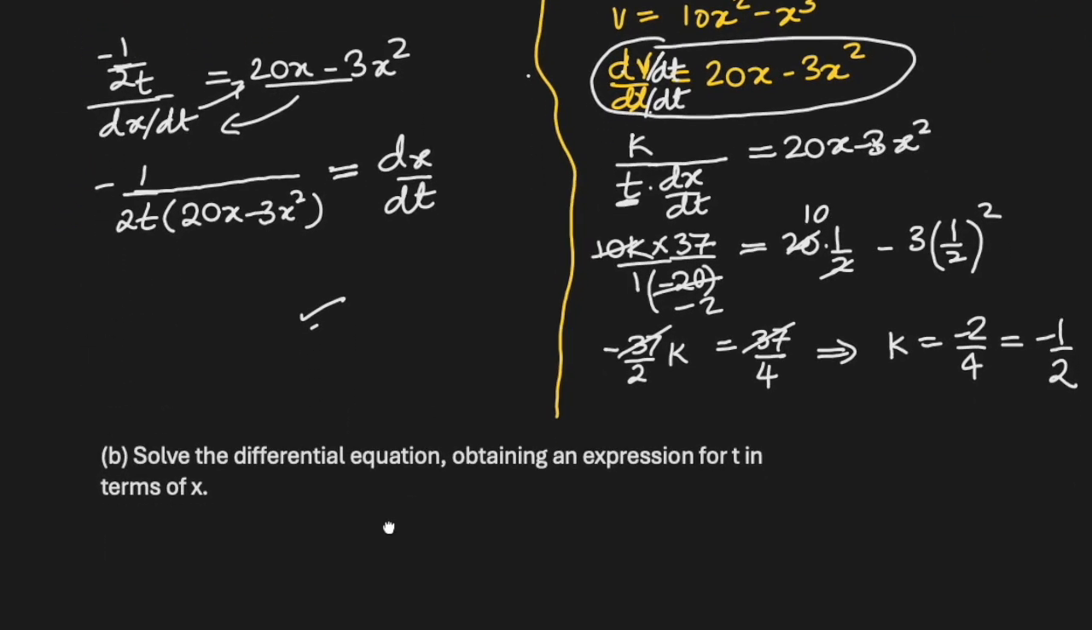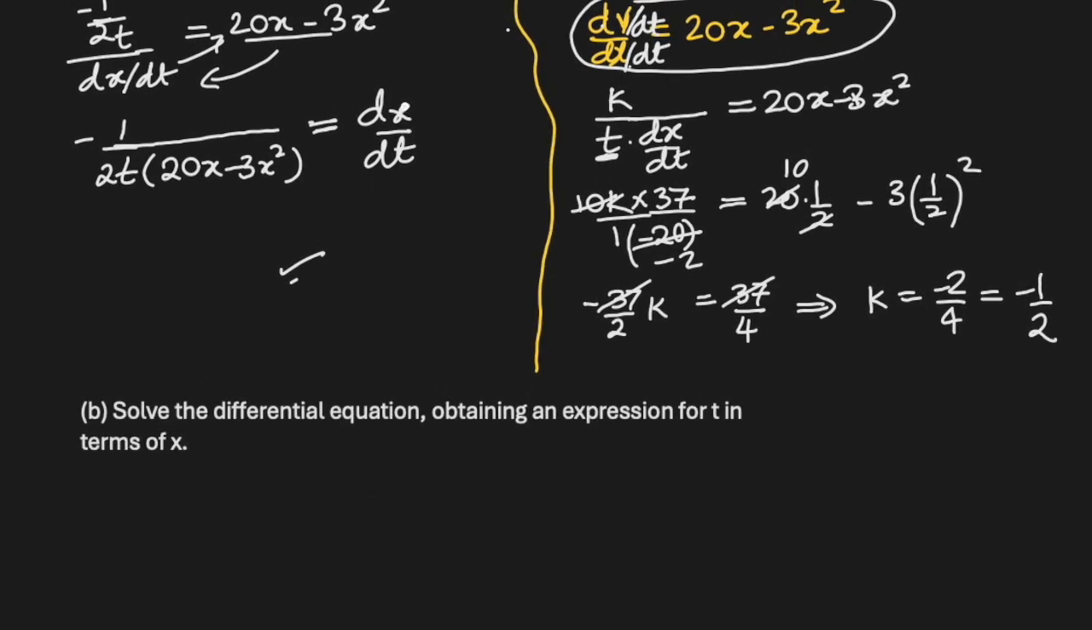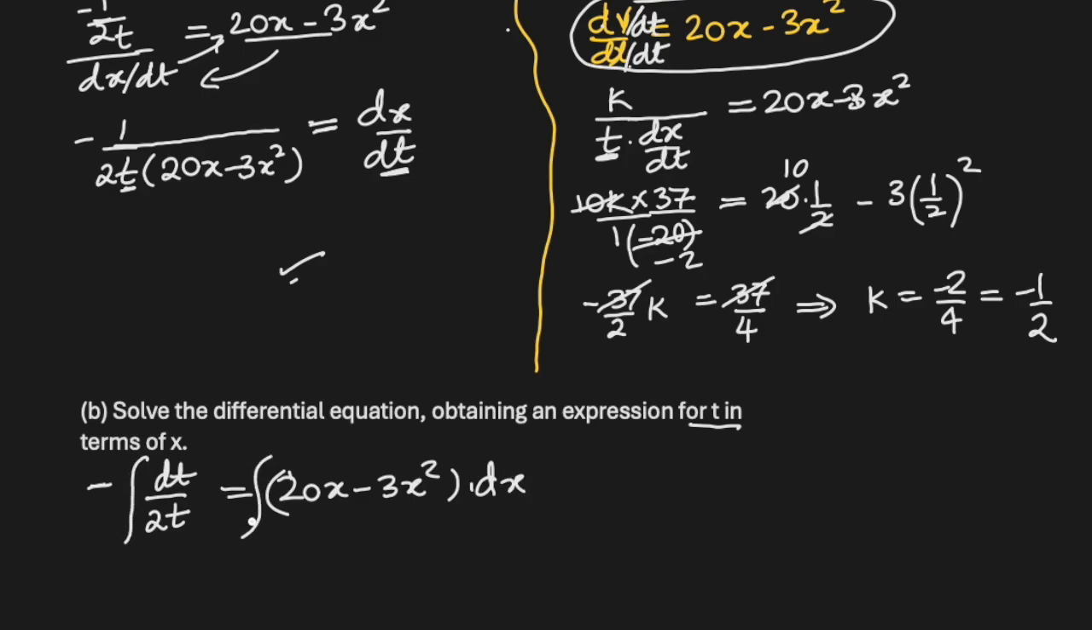Next, solve the differential equation. Okay, solve the differential equation, this one. Obtaining the expression for t in terms of x. So t should be isolated. So what will we do? This is dt and this is t. So we'll keep them together by cross multiplication again. So dt goes there over 2t. And these x's will come with dx. 20x minus 3x squared dx. And this is what we are going to integrate both sides to get the differential equation, solving it and get an expression.